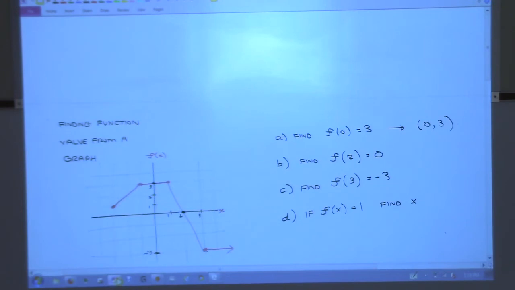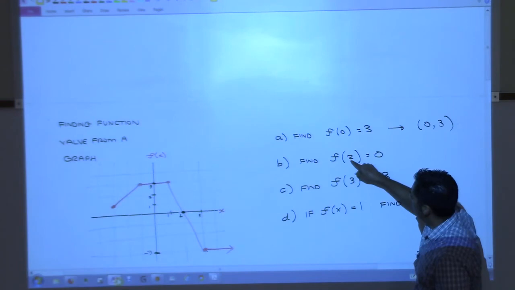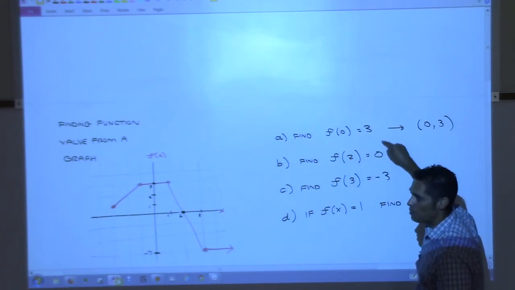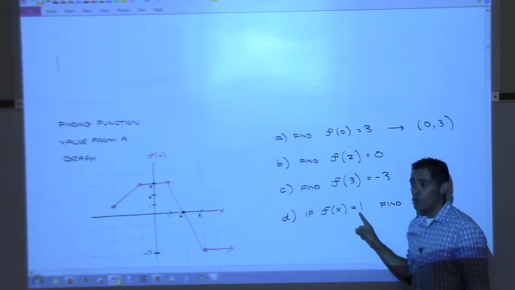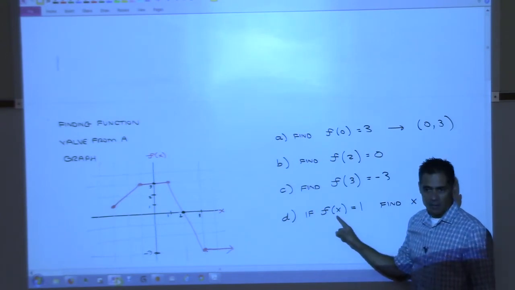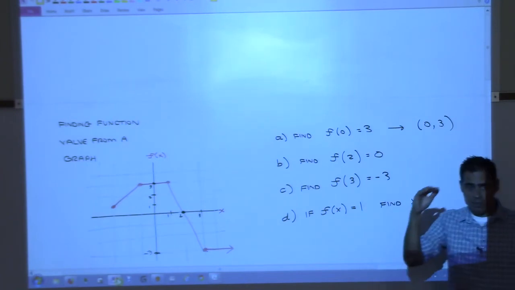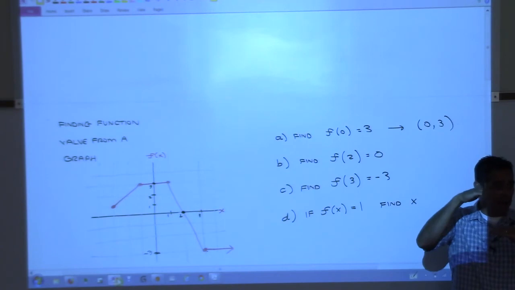This one's a little bit different. This is actually asking you the reverse question. It's saying, hey, look, don't look at the x value of 0, x value of 2, x value of 3, and tell me what the y value is. Instead, it's saying, hey, the y value is 1. What's the x value? So where on your graph is the point on your graph 1 unit high?